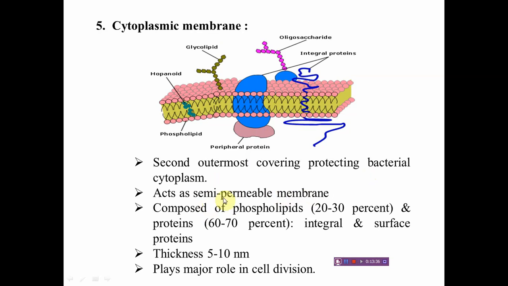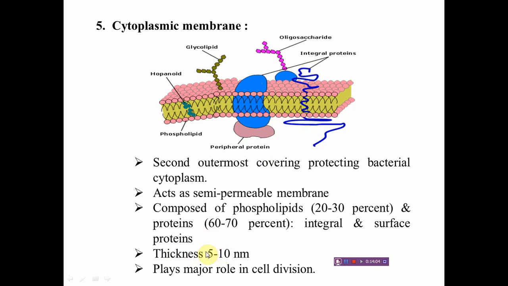Basically, it is a semipermeable membrane which is mainly composed of phospholipids, which constitute about 20-30% of that membrane, and 60-70% of it is mainly composed of proteins. Some of them are surface proteins, and most of them are integral proteins. So here you can see this is the surface protein, and the protein shown here is the integral protein. This is another example of an integral protein.